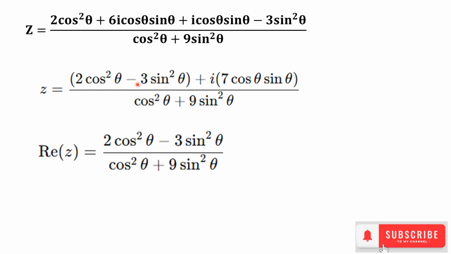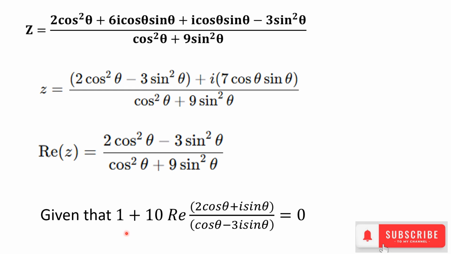Now let us consider the real part of this complex number, which is (2 cos²θ − 3 sin²θ)/(cos²θ + 9 sin²θ). This is the real part, and the imaginary part is i into 7 cos θ sin θ divided by cos²θ + 9 sin²θ, which is not required here. We require only the real part of z. That is why we are taking (2 cos²θ − 3 sin²θ)/(cos²θ + 9 sin²θ).